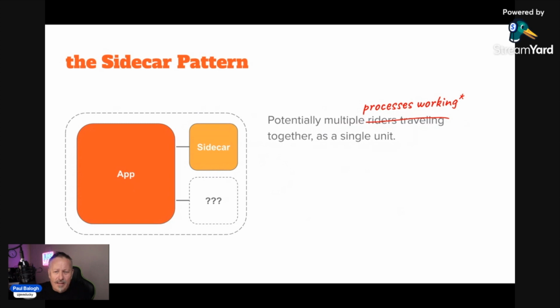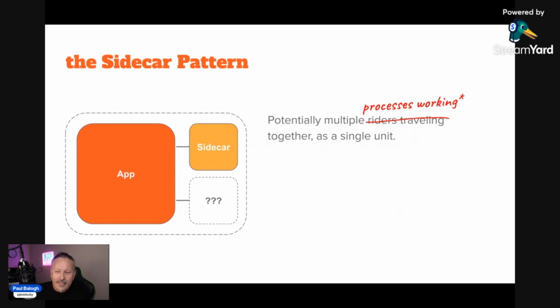In Kubernetes clusters, the single unit is a pod. A pod can be made up of multiple containers, and in this case, the application is one container, and each sidecar is another. Now, these individual processes have the ability to communicate with each other on the loopback address. So basically, this just means that they can act as if they're on the same machine, addressing each other as localhost or 127.0.0.1.